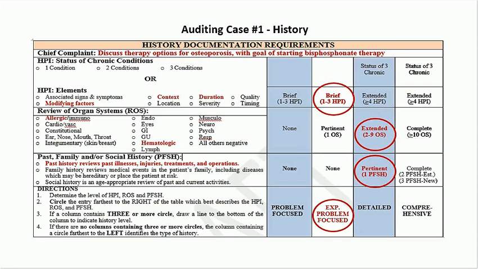I would like to draw your attention to the directions in the history section before we go through Case 1. They state to determine the levels of HPI, ROS, and past medical, family, social history. Circle the entry farthest to the right of the table which best describes the HPI, ROS, and PFSH. If a column contains 3 or more circles, draw a line to the bottom of the column to indicate the history level. If there are no columns containing 3 or more circles, the circle farthest to the left identifies the type of history. So let's get started with auditing Case 1.